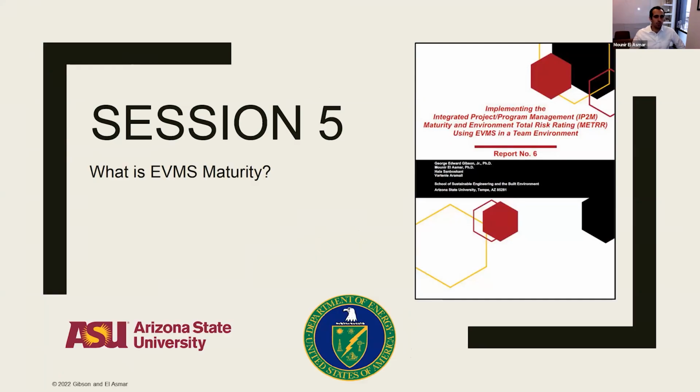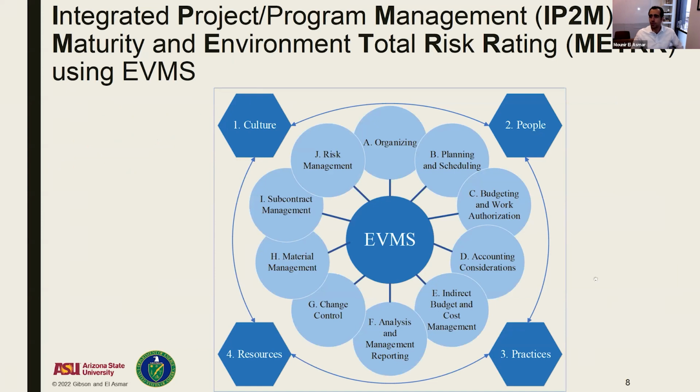Now we're going to start talking about maturity, this second component of the tool. What is EVMS maturity? If you recall, Ed shared with us this particular visual yesterday, where our earned value management system is made up of 10 particular processes or sub-processes that go from organizing all the way to risk management. But then they're not alone, right? There's other things that influence and are influenced by the system. And these are the environment categories that we covered yesterday: culture, people, practices, and resources.